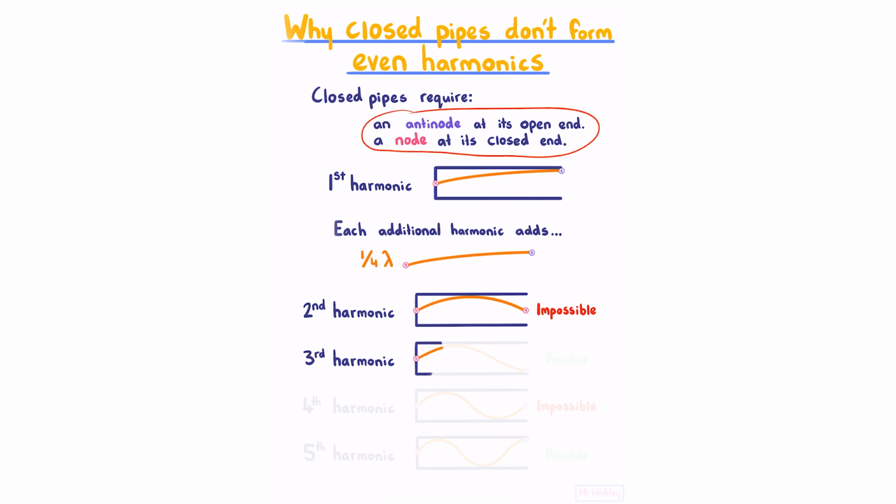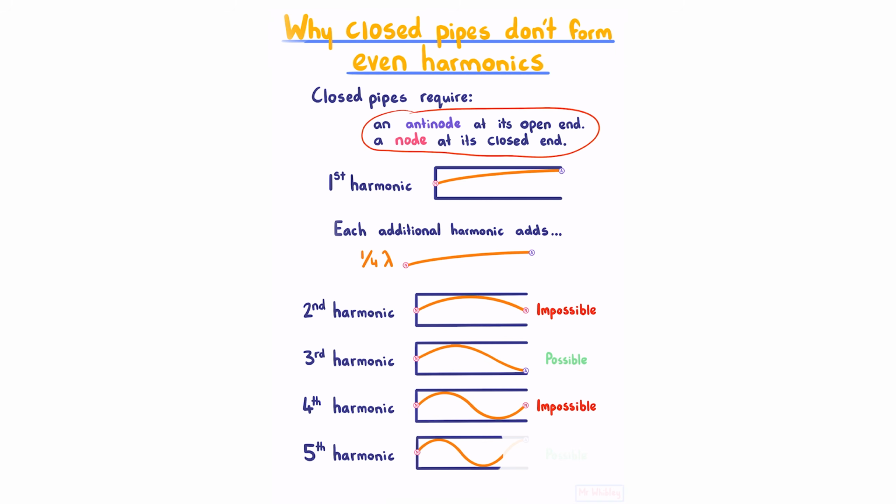So we have our first harmonic, our second harmonic, and then adding on another quarter we have our third, which puts a node at one end and an antinode at the other, and therefore this is possible. The fourth harmonic takes our third harmonic and then adds on another quarter of a wavelength, putting a node at both ends, which is impossible. And lastly, our fifth harmonic takes our fourth harmonic, adds on a quarter of a wavelength, giving us a node at the closed end and an antinode at the open end, which meets our initial condition and is therefore possible. And so for every even harmonic, you're going to have an antinode at the closed end, which based on this condition here, is not possible in a closed pipe.